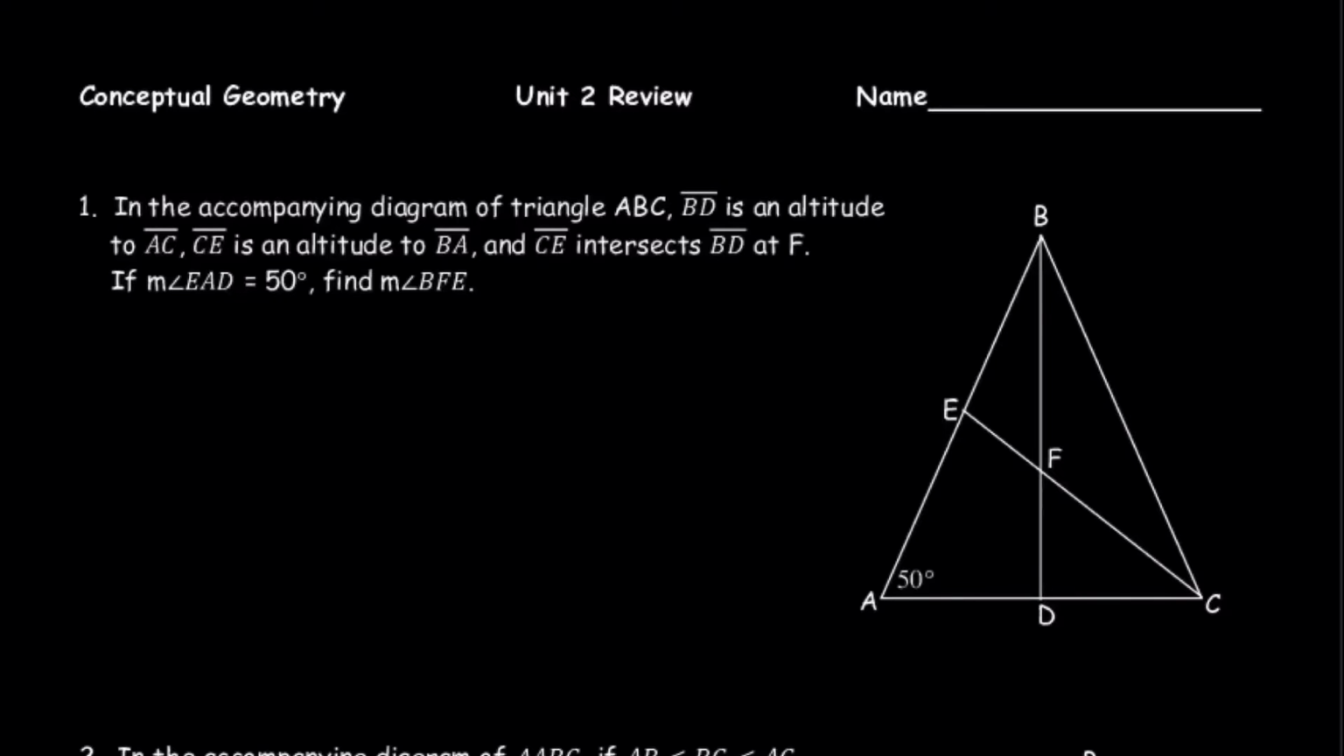It says, in the accompanying diagram of triangle ABC, BD is an altitude. So we've got to know what these key words mean. Altitude means form right angles. So those two angles down there are going to be right angles. Let's fill that in the diagram. It says CE is also an altitude. So this is also an altitude. And we've got more right angles there.